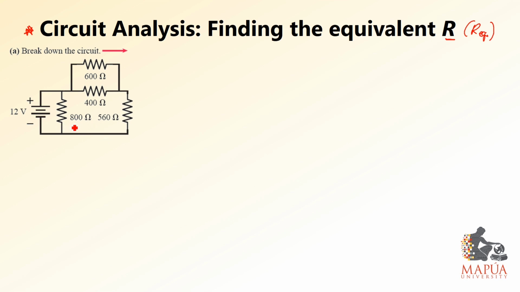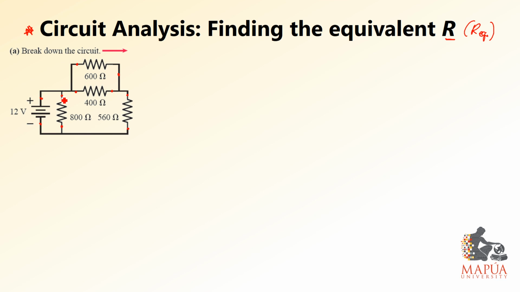Here we have a circuit that consists of 4 resistors. These resistors have the following resistances: a 400 ohm resistor, a 560 ohm resistor, a 600 ohm resistor, and an 800 ohm resistor. These are connected in this manner, and this is connected to a 12 volt battery. One thing that you should know here is that we can label the terminals of your components.